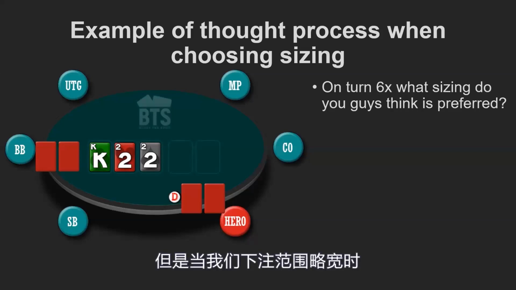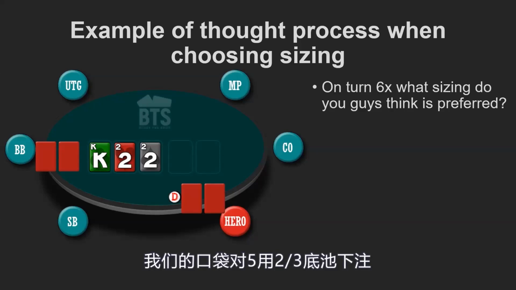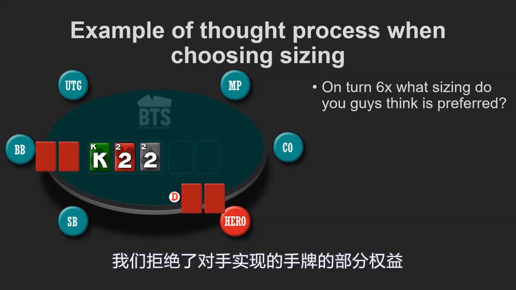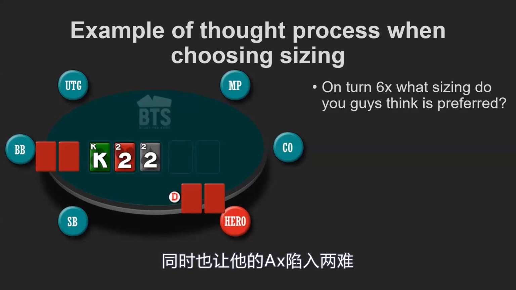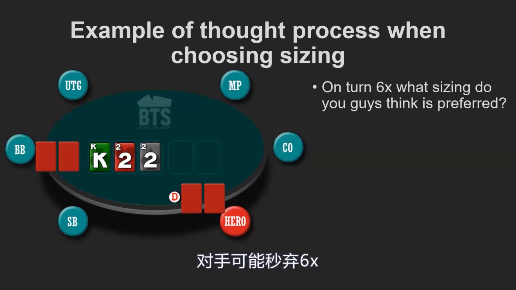But the thing is, if we say, okay, we bet a bit wider, we can use something like a 2/3 sizing. So we use a 2/3 sizing, we still bet a hand like pocket fives, we deny some equity, and also we put his hand like ace X into a tough spot. If we just go ahead and bet 2x spot there, he's just going to snap fold ace X and he's only going to call deuce and a king. And he's even going to fold a king sometimes because people are nits.